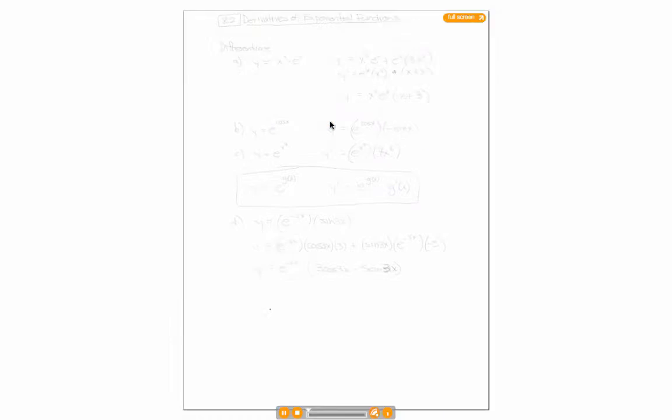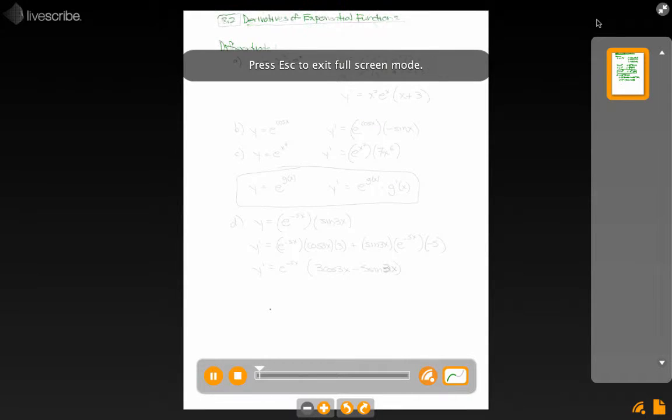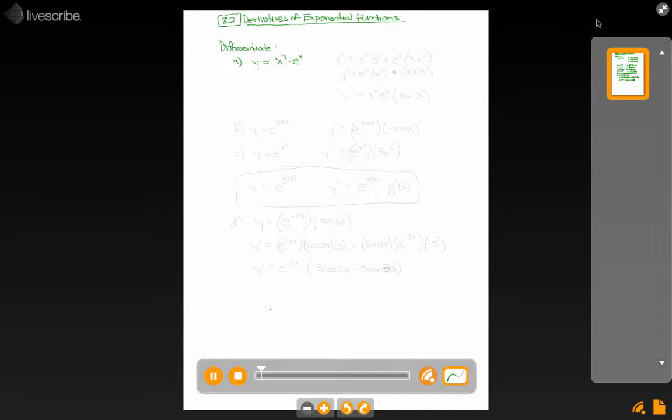Comes out of 8.2, derivatives of exponential functions. So now that we know what the derivative of e to the x is, we can use that fact to take derivatives of things like this: y equals x cubed times e to the x.